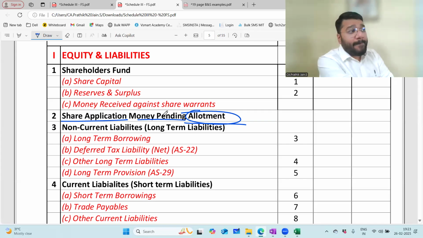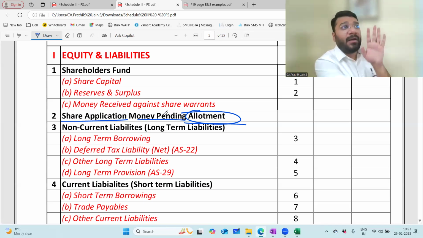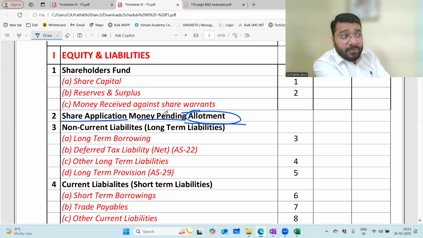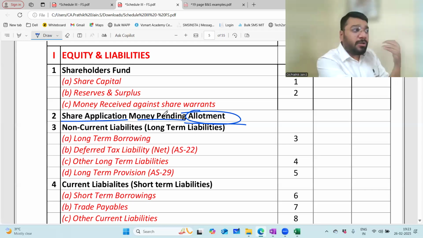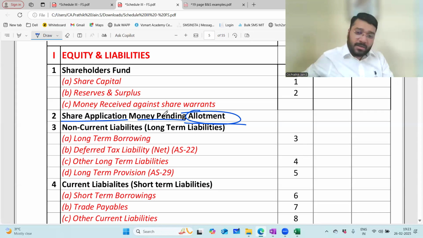In the example you gave, the application window is closed and we are yet to do the allotment. In the example that I gave, the application window is closed on 25, 26, 27. Year end is coming. The allotment is pending. You're right. For example, if you issued the shares on 29th March, it means allotment is done. We have issued the shares, we are receiving the application money. The application window is closing on, instead of 27th March, in the next financial year.